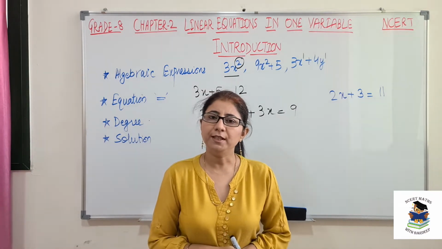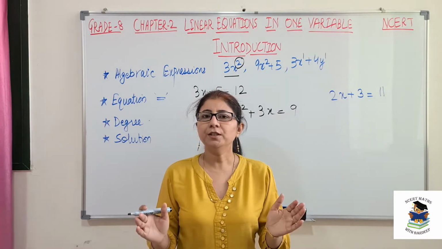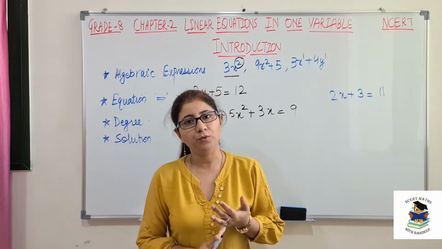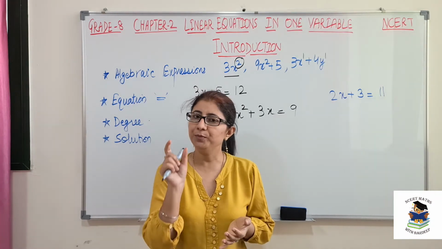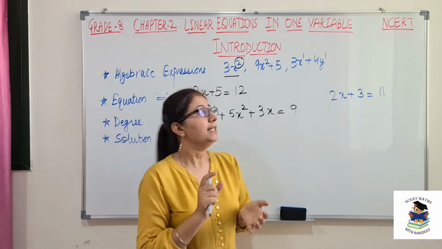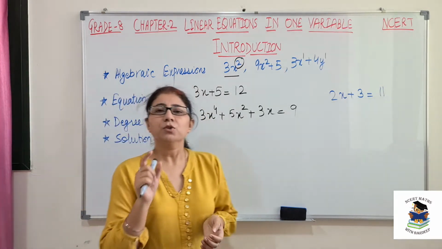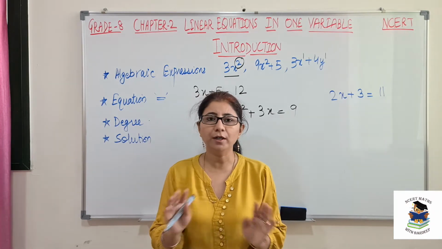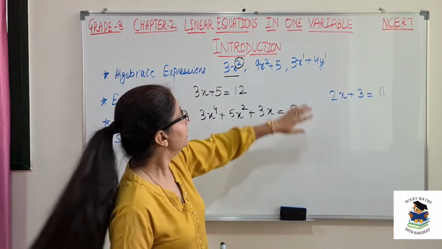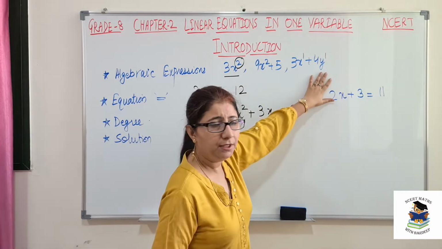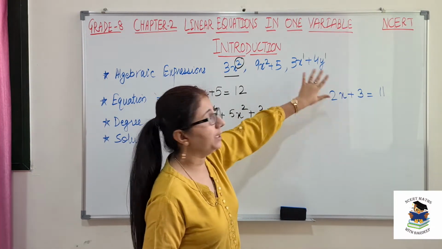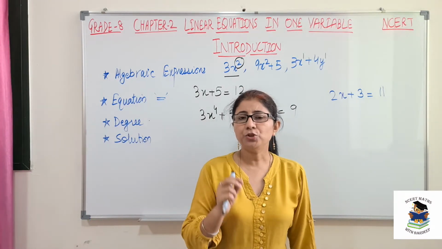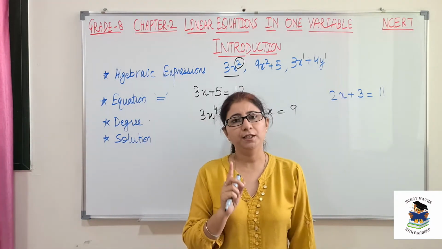It is clear from the name itself that this is a linear equation. First of all, we should have an equation. That means the equal to sign should be present in the equation, right? Second is one variable. So that means our equation should have only one variable. We cannot have two variables or three variables. Like here, this cannot be a linear equation in one variable because we are dealing with two variables here.